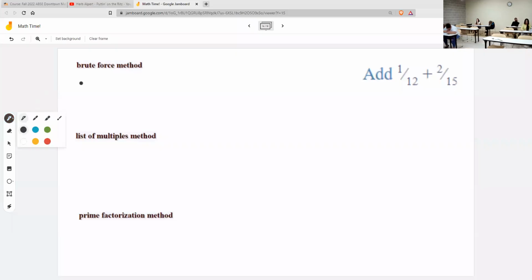So brute force method, 1/12 and 2/15ths. I'm going to multiply each one by the other for this method. So a 15 here and a 12 there. If I do it to the bottom, I have to do it to the top.